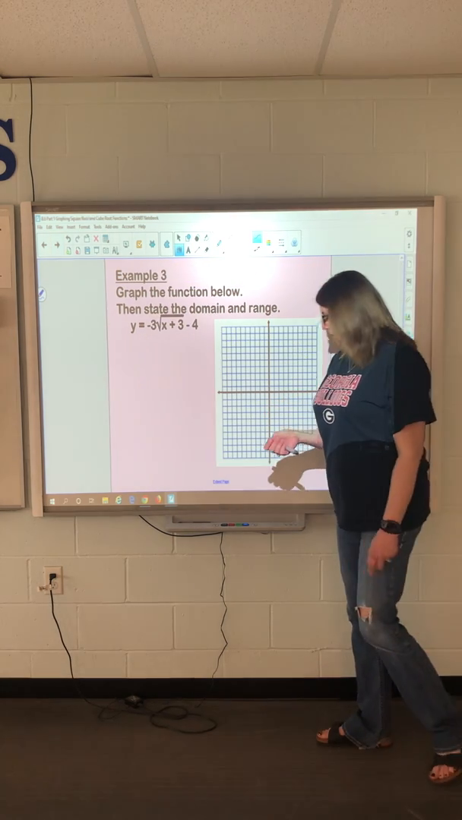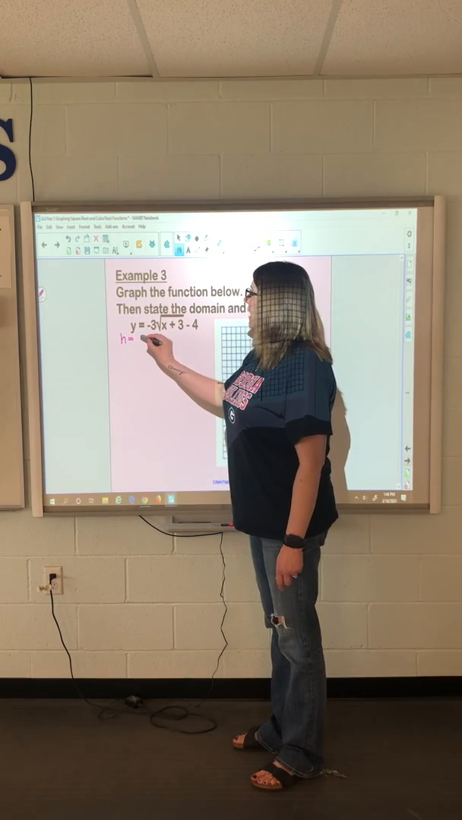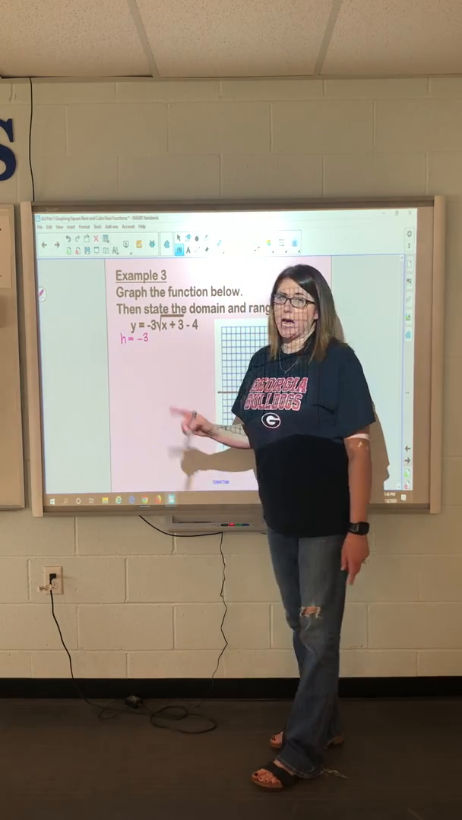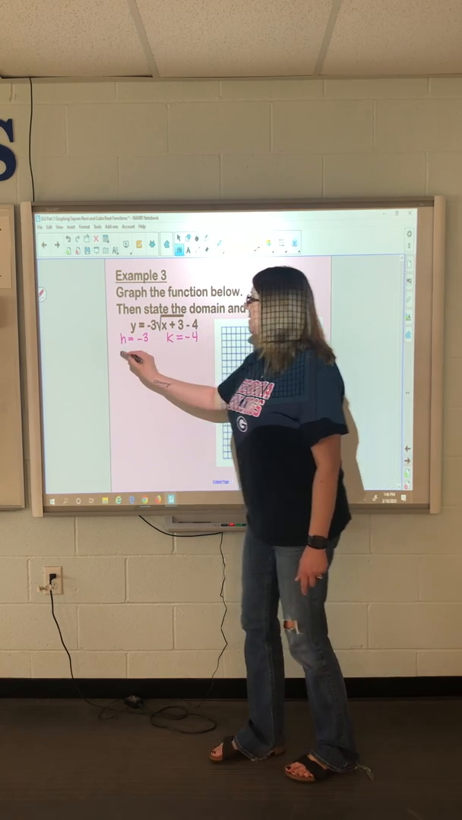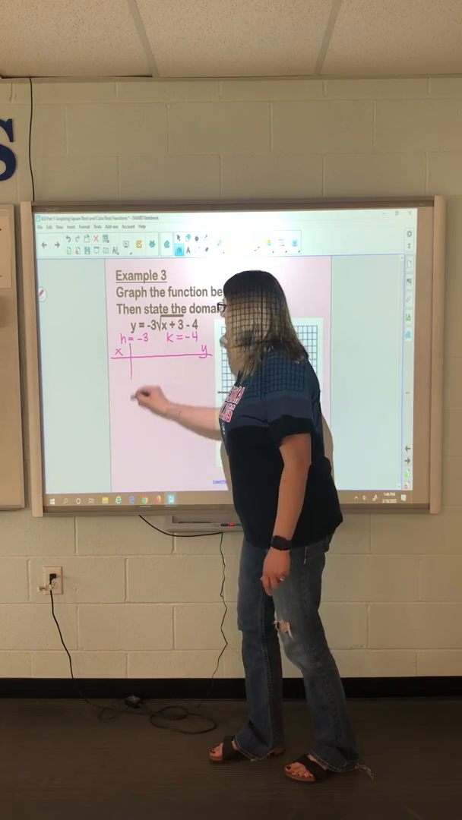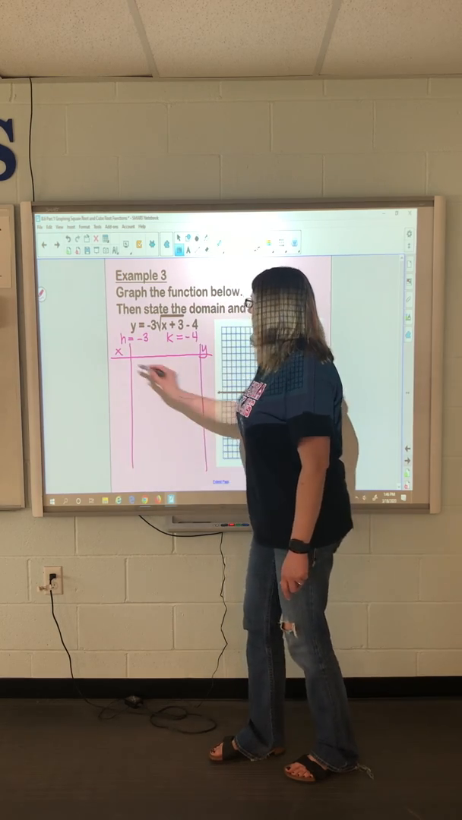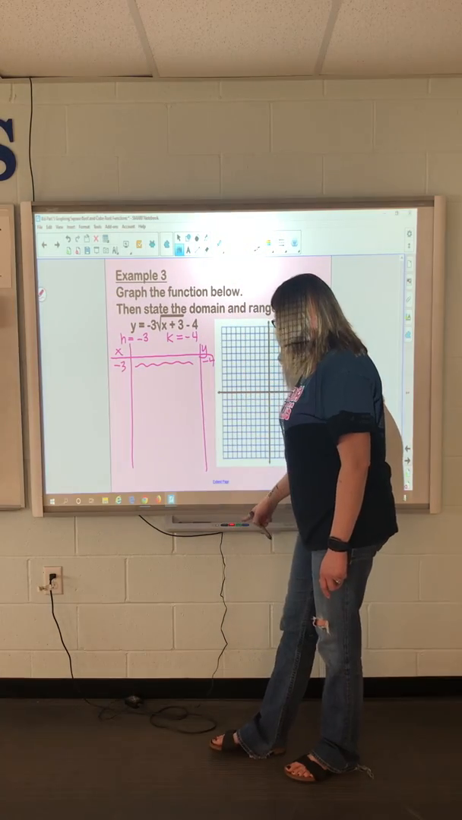All right, example number 3. Let's start by identifying H and K. H is going to be -3 because it's the opposite of what I see. K is going to be -4 because it's exactly what I see. So what I already know is my starting point. So I have -3, comma, -4.